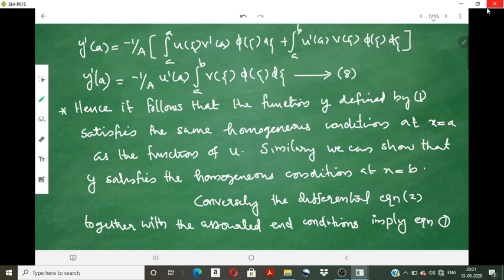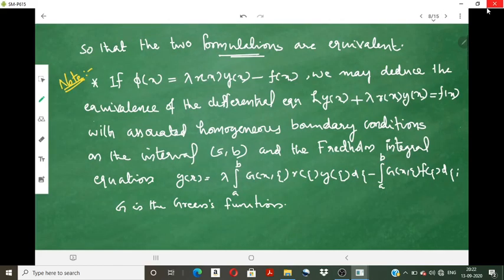Similarly, we can prove the boundary conditions. From these two equations, 7 and 8, it follows that the function y defined by equation number 1 satisfies the same homogeneous conditions at x equal to a as the function u. Similarly, we can show that y satisfies the homogeneous condition at x equal to b as a function of v. Now, conversely, the differential equation 2 together with the associated conditions implies equation number 1, so the two formulations are equivalent.